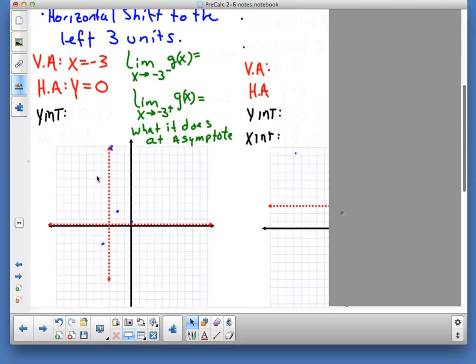Remember, for my y-intercept I put 0 in for x and I get y equals 2/3. There's no x-intercept. It won't cross the x-axis. Okay.